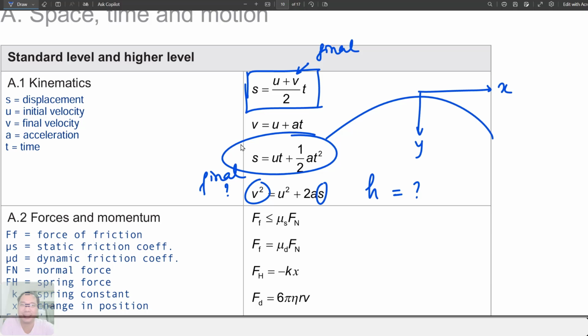I know that. The common way is to use the third one, but we will do both methods to see which one is easier. S equals ut plus 1 over 2 at squared. I like this one. Okay, so how do we find the time, t, in the third formula?